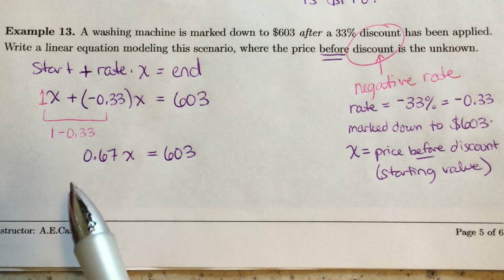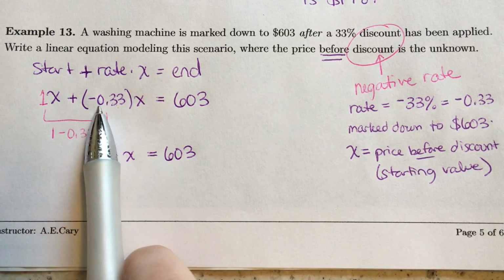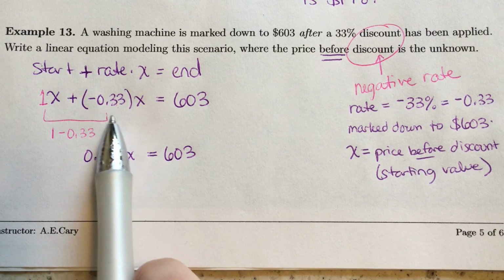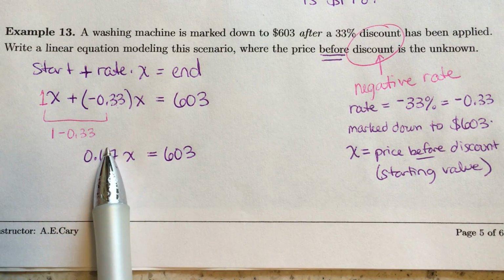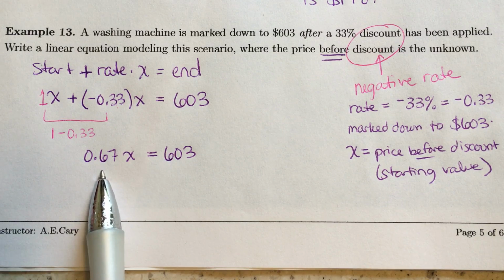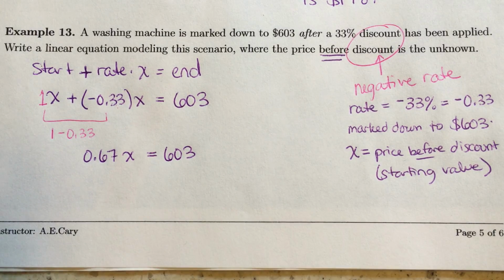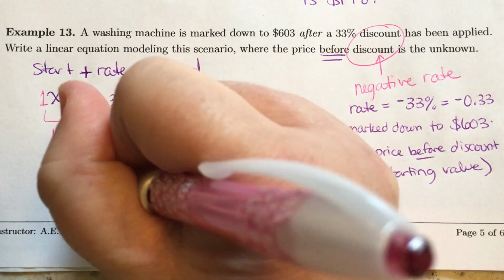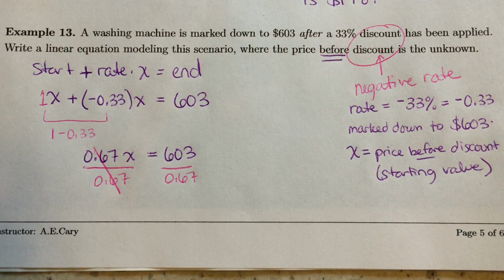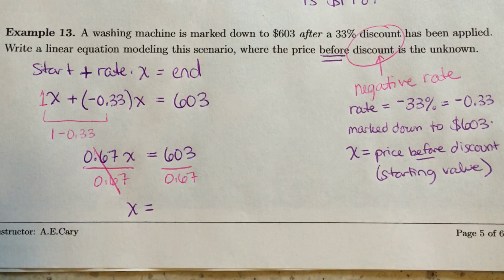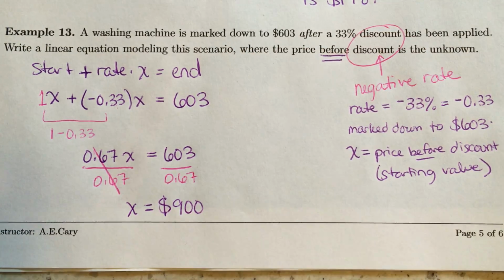So this is another one where we might want to think about, well, what is that 0.67 really talking about? And after a 33% discount, you end up paying for 67%. You end up paying for what's left after the discount. And that's really all this is saying, is that 67% of the original price is what I'm paying for. To find that original price, we're going to divide both sides by 0.67 or 67 hundredths. And once I put that on a calculator, I get $900 if you do 603 divided by 67 hundredths.